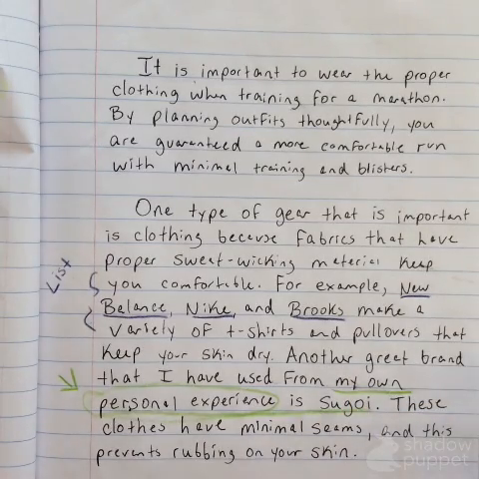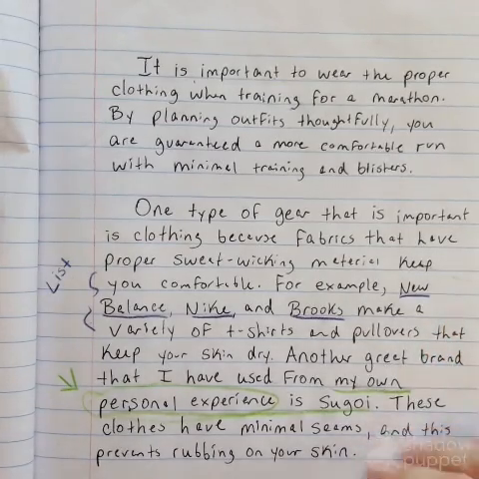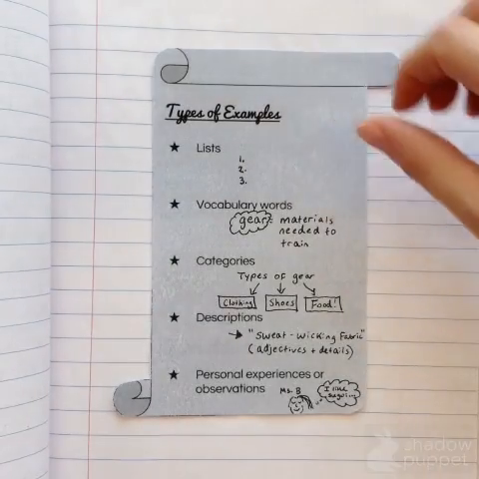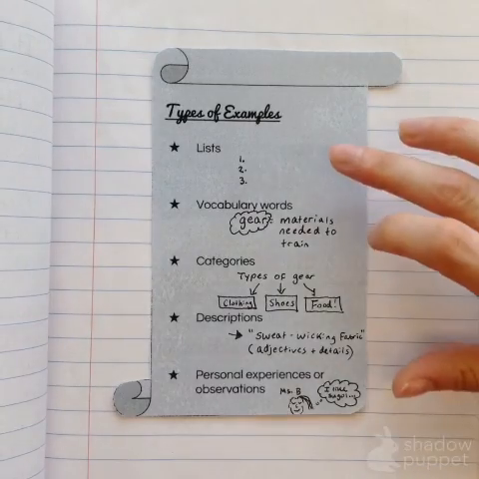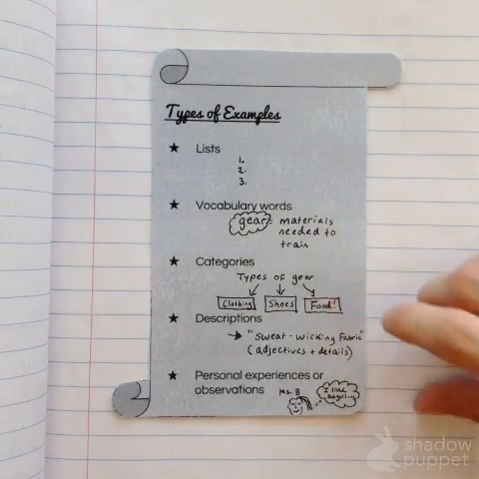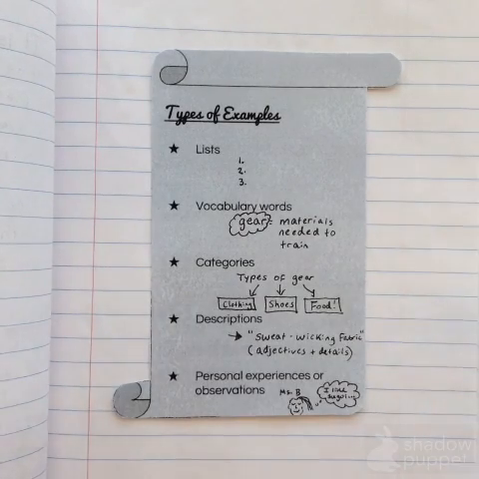So remember, elaborating is the process of providing a more in-depth description of a topic, and the strategy that I've taught you today to help elaborate is to use different examples. So the next time that you go off to write an informational writing piece, try using lists, vocabulary words, categories, descriptions, or personal experiences and observations to better support your topic.